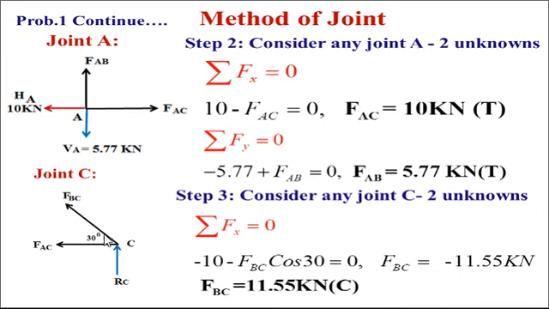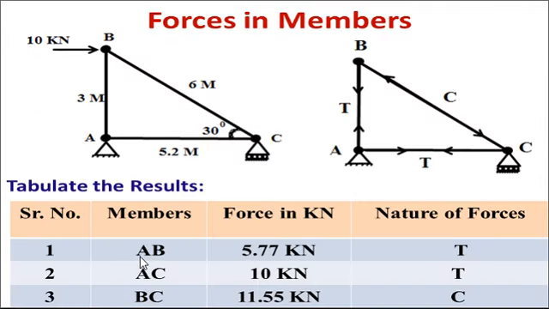Now FBC will be inclined at 30 degrees. So it will be resolved in x direction and y direction. So x component will be FBC cos 30. That will be to the left, so it will be minus. So by putting here minus 10 minus FBC cos 30 equal to 0, we will get the value of FBC, that is minus. Minus indicates it is a compressive member. So there are three members in the truss. We got all the three forces in the members. So tabulate that result. These are the members AB, BC and AC. So members, force in members and nature of forces. In this way you have to tabulate the results.